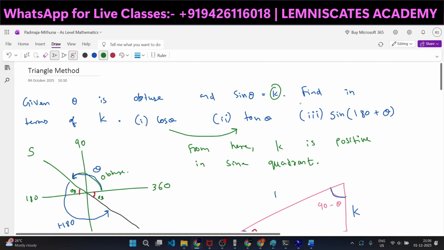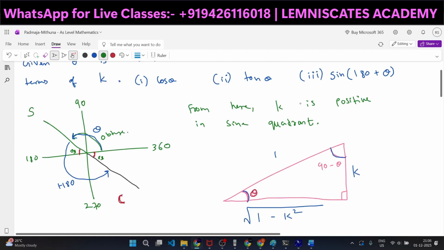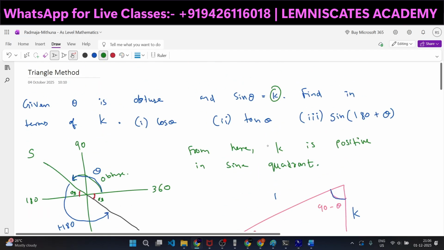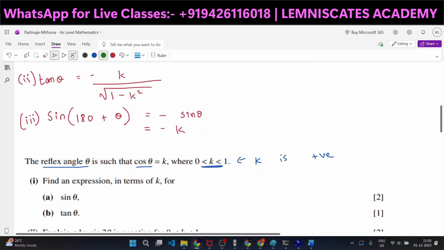Now let me move on to the second question so that you are able to grasp this concept, that we can implement this triangle method whenever you get a scenario like this. Now you have a reflex angle and cos theta is given to you as a positive value. So you are in the fourth quadrant. In the fourth quadrant, you are supposed to find sine theta and tan theta. You can implement exactly the same technique.